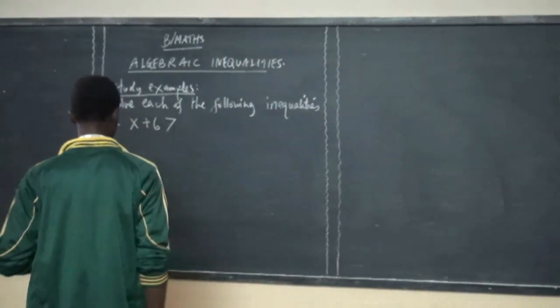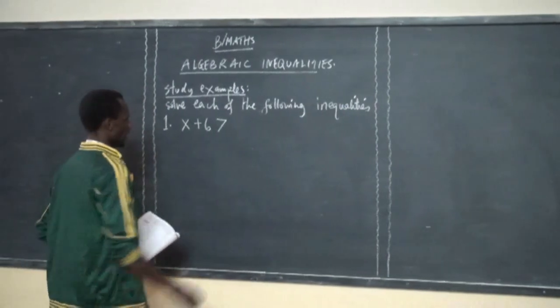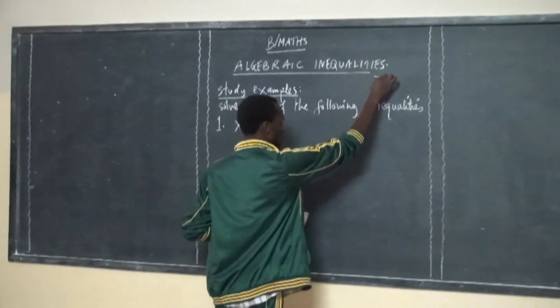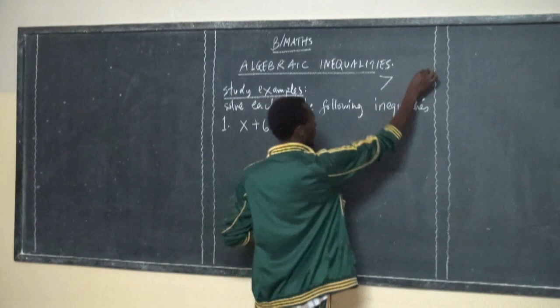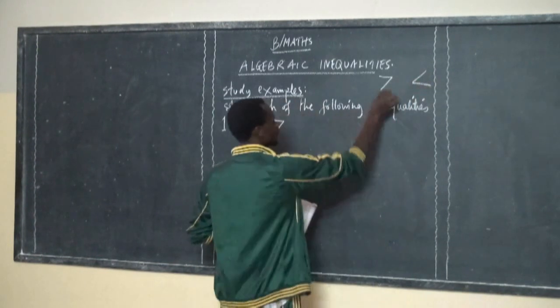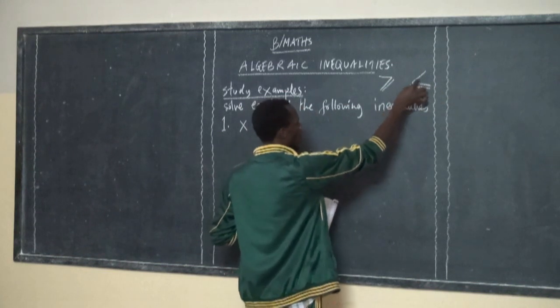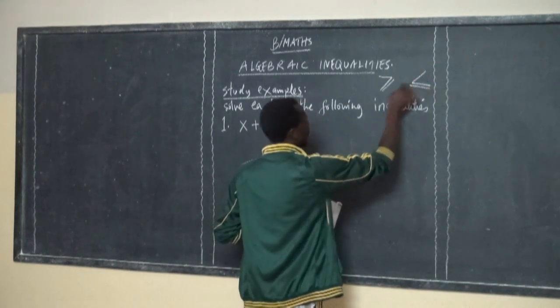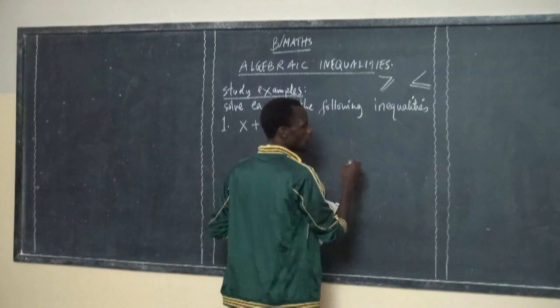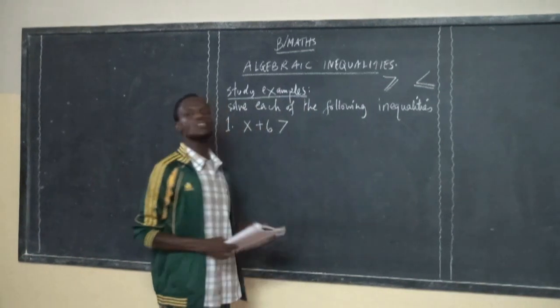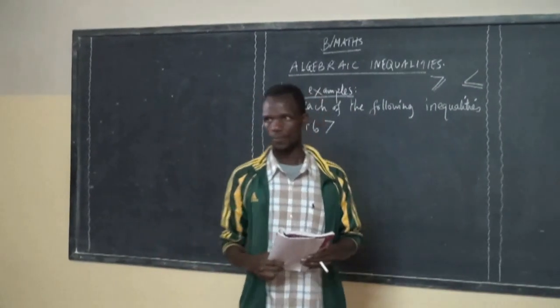Now, we have signs. This is greater than, this is less than. But if you add this sign and this one, this is less than or equal, and this is greater than or equal. So here it is all about comparing.